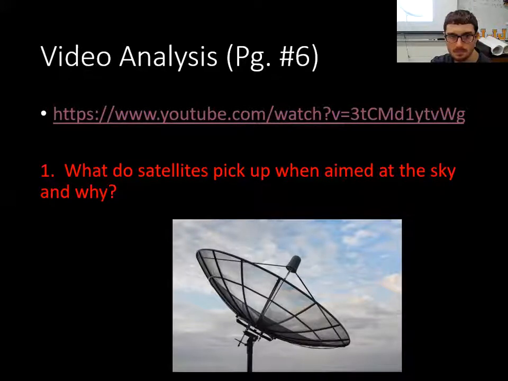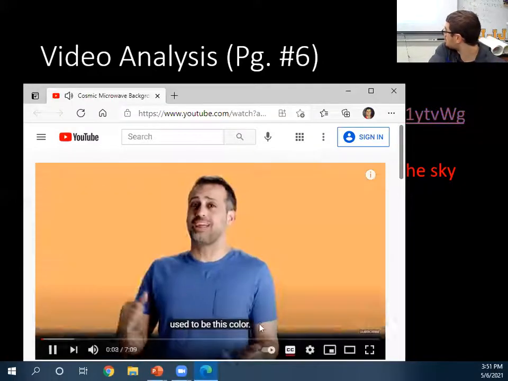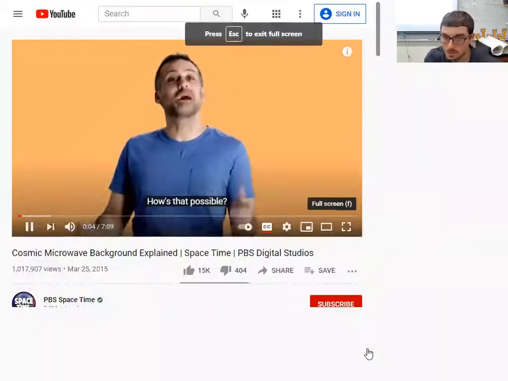The entire universe used to be this color. How's that possible? Let's find out. Outer space looks black, but the entire universe used to be this color. How's that possible? Let's find out.